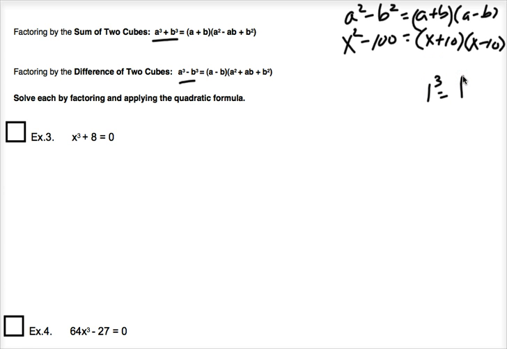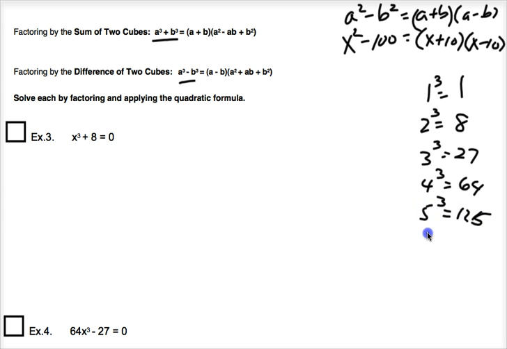So perfect cubes are 1, 8, 27, 64, 125, 216. Any of them are fair game, but these are the ones you normally see. Well, you might want to see 10 cubed is 1,000. So those are the ones you're going to be on the lookout for. Look out for those numbers.